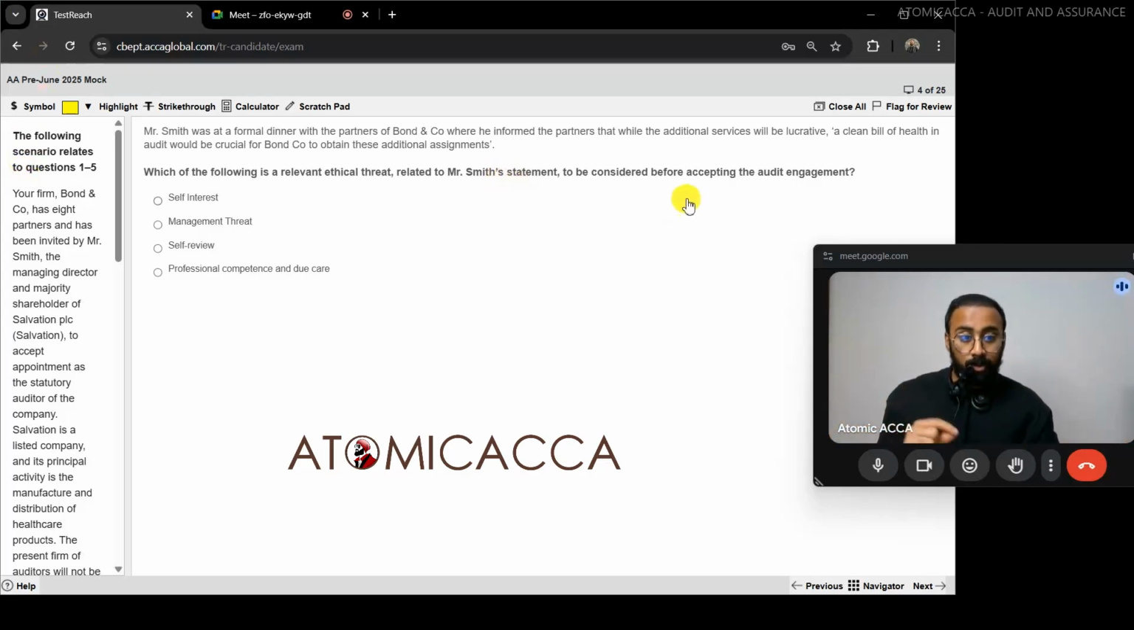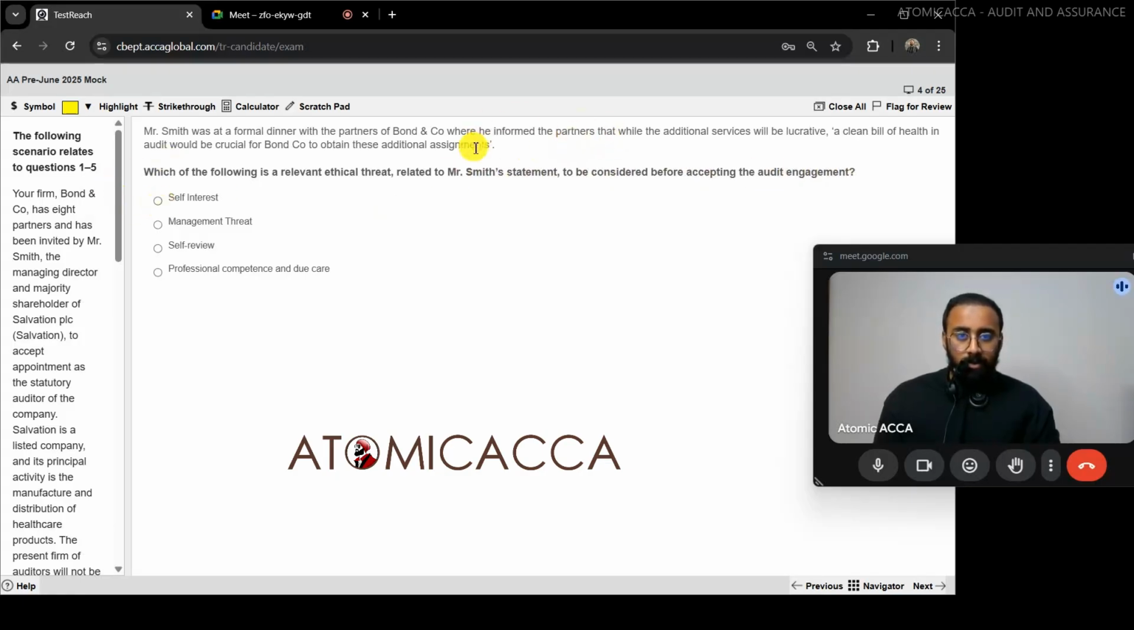So everything is positive. This kind of an audit report should be given in order to get that corporate tax services which is lucrative. So what is the client trying to do? Client is trying to create that interest in the audit firm so that they get more money, meaning they get their services done, and on the other hand, client gets a clean audit report. Now the question is, which of the following is a relevant ethical threat over here related to the statement to be considered before accepting the audit engagement?